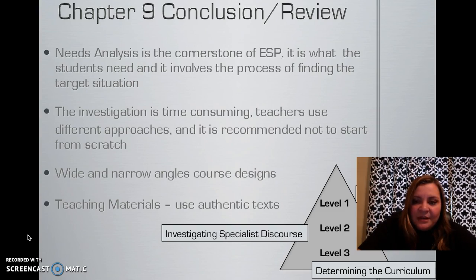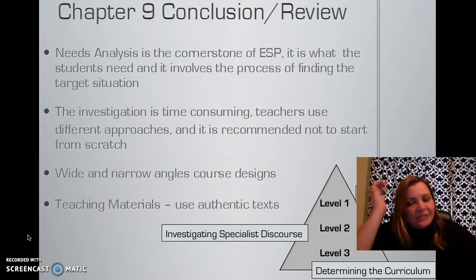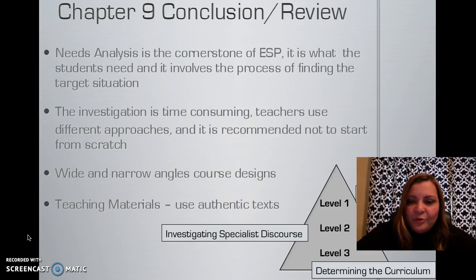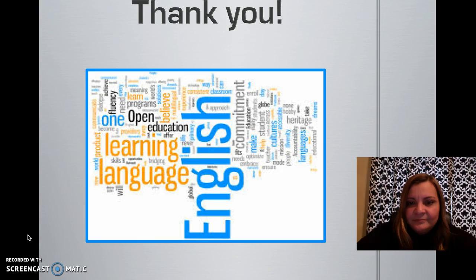The diagram that I added and created and mimicked basically from our book is on the right-hand corner, and it is a visual representation of an ESP course. And for me, this diagram helped with reviewing all the different levels and what each one entails.